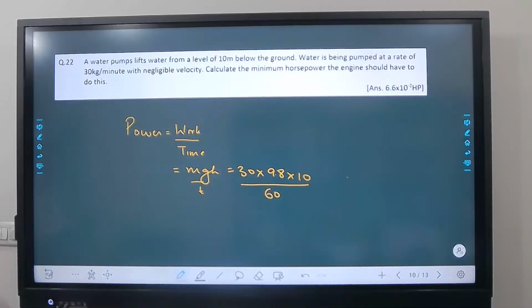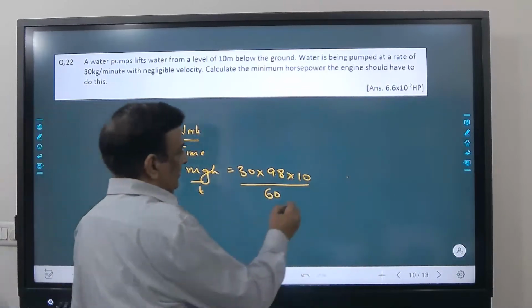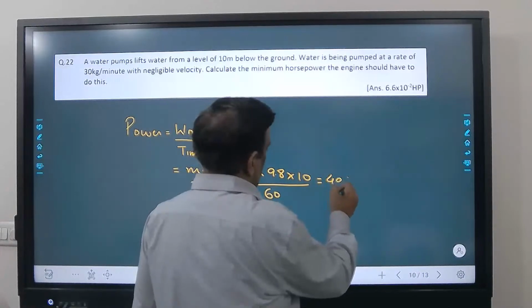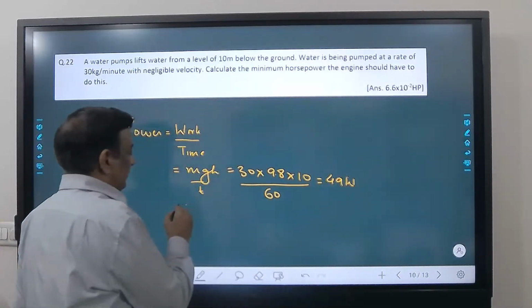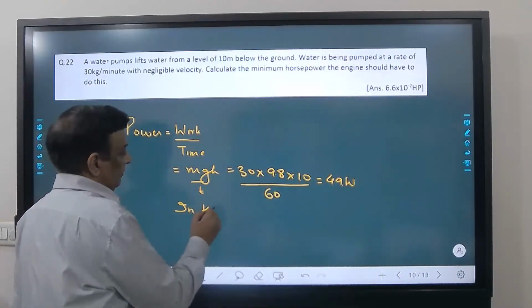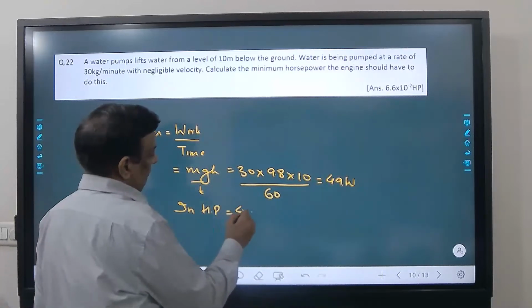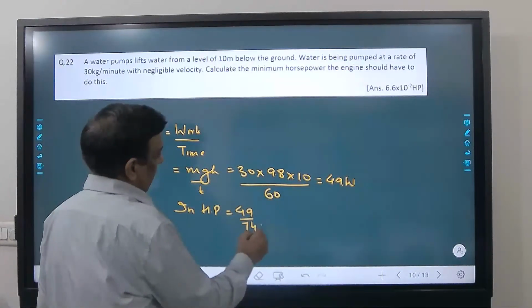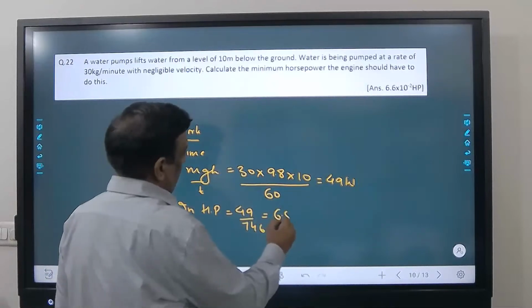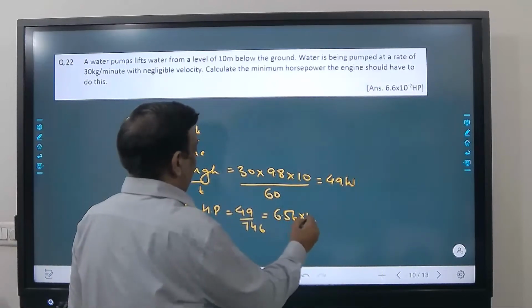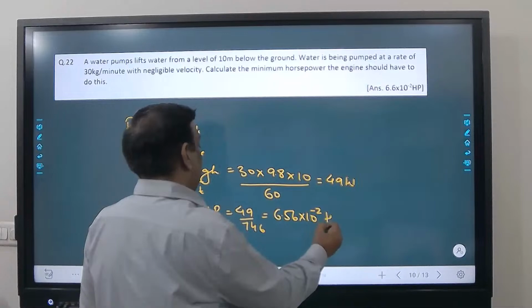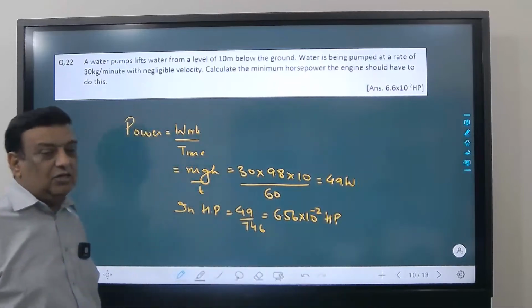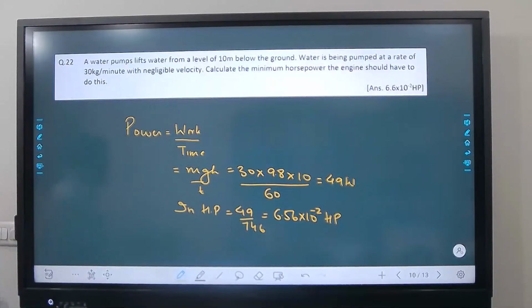And horsepower में बताना है तो 49 divided by 746, in HP. That is 6.56 into 10 raised to power minus 2 horsepower. Because 1 horsepower is 746 watt.